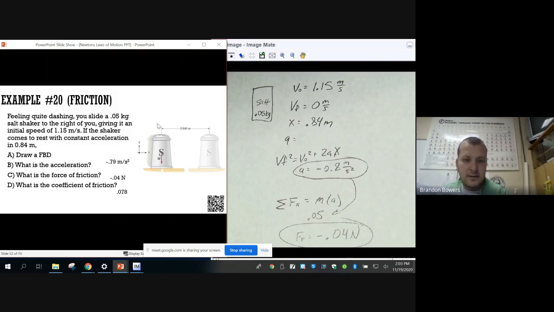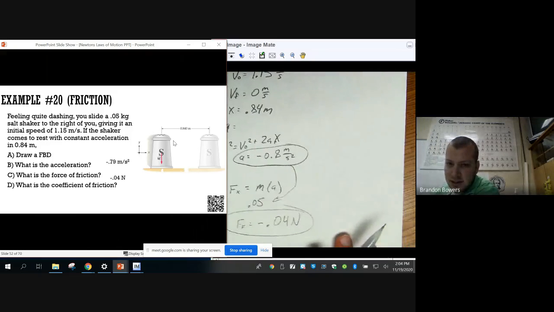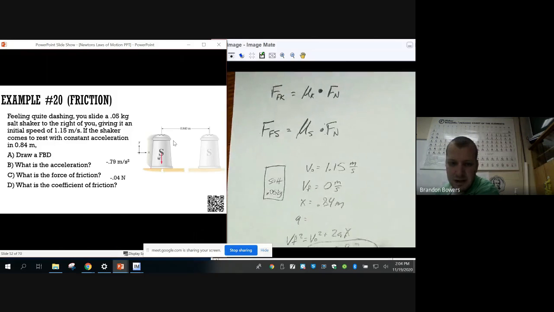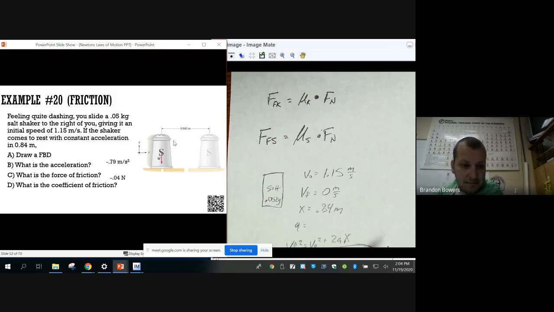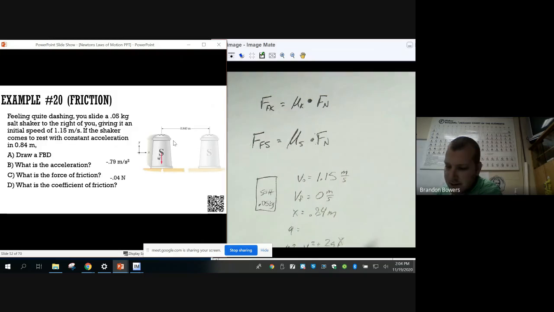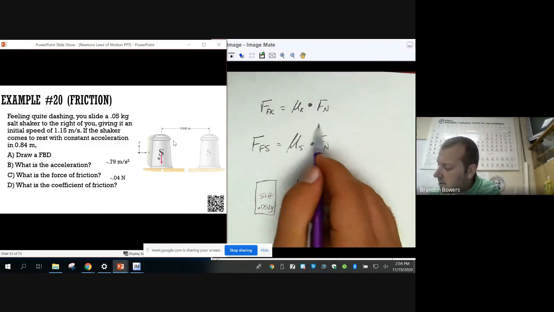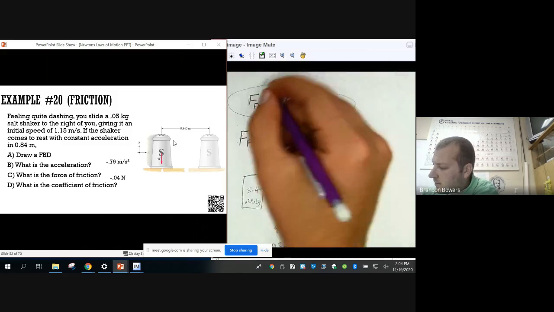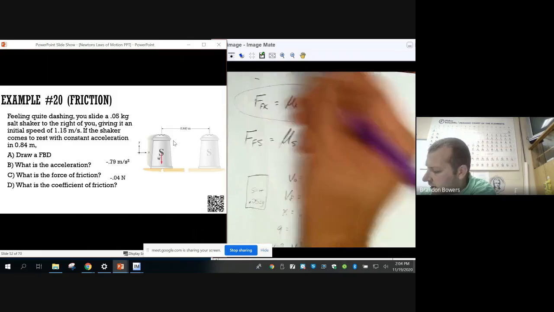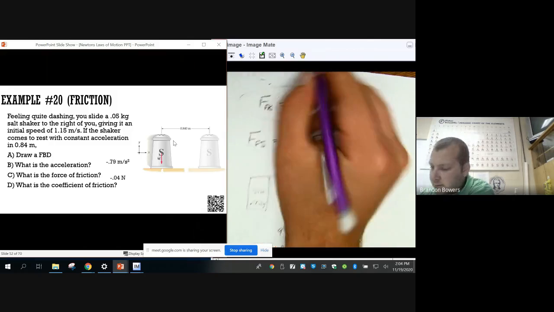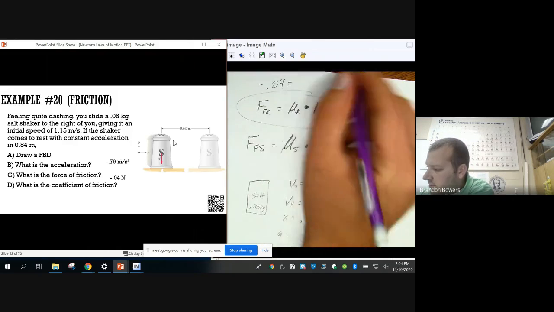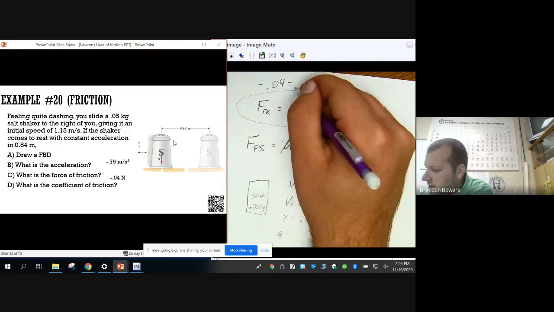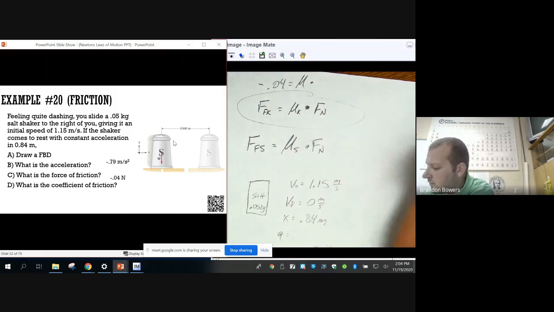Oh, I'm not even done yet. I went too far. What is the coefficient of friction? I have to look at one of my top equations. Since it's sliding, I'm going to use kinetic. The force of friction I just solved was negative 0.04, which is equal to the coefficient, which I don't know, times the normal force.